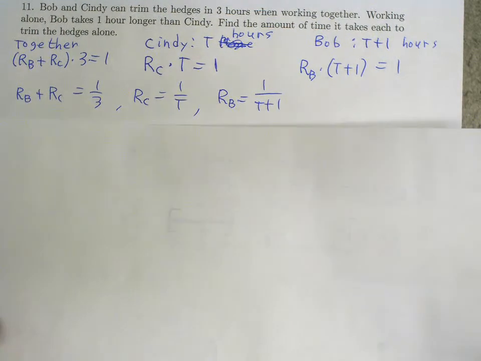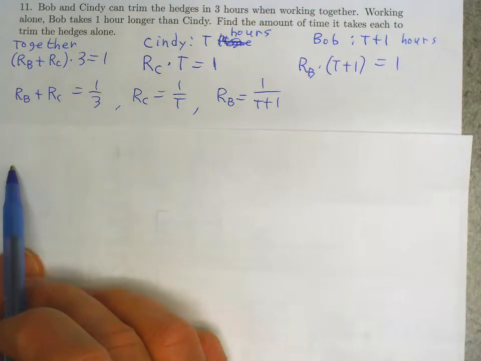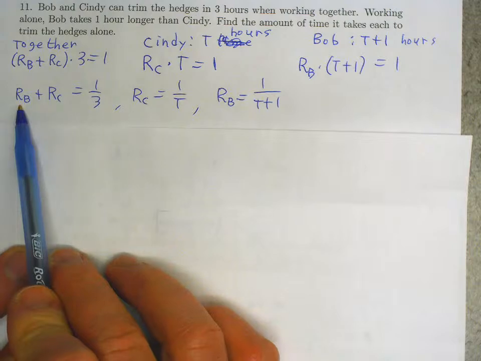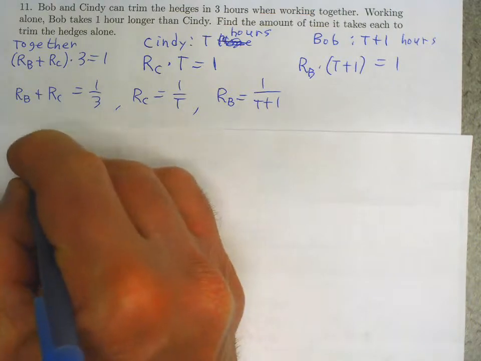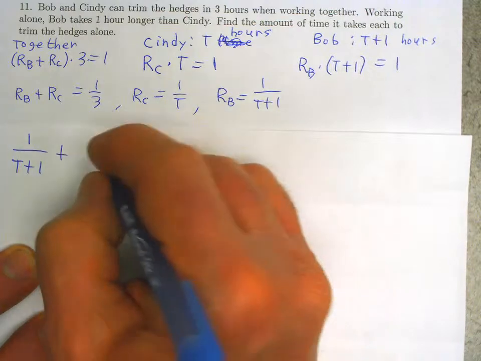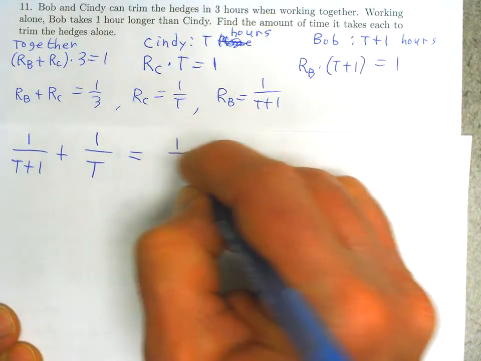Okay, since I'm going to run out of space, I'll just write the next step on another piece of paper. Replace Bob's rate with 1 over t plus 1. So we get 1 over t plus 1. We're adding that to Cindy's rate, which is 1 over t. And the sum of the rates is 1/3.